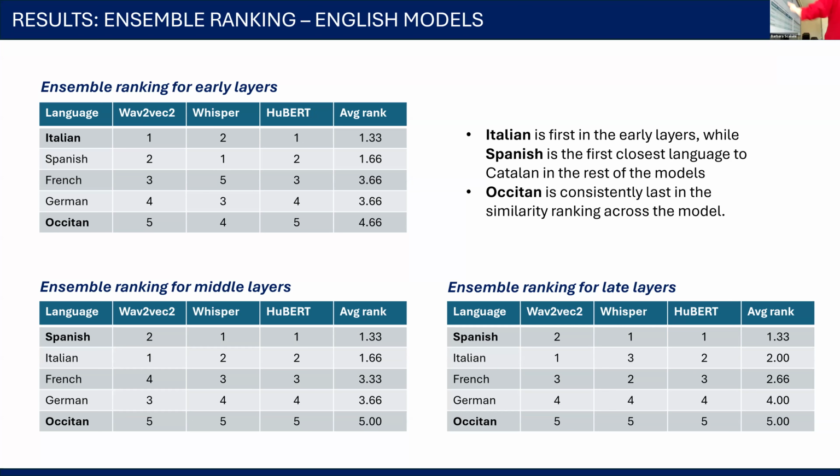What, to me, is rather surprising is that Occitan, more or less, is always last in this ensemble. So closest genetic relative, but last. Possibly because of the data distribution inside the models. Of course, these technically should be all English models. However, these big models are trained on massive datasets. They're almost always not 100% monolingual. So if I had to guess, I would say that there was probably some Spanish in it as well. I mean, this is a fair guess to have.